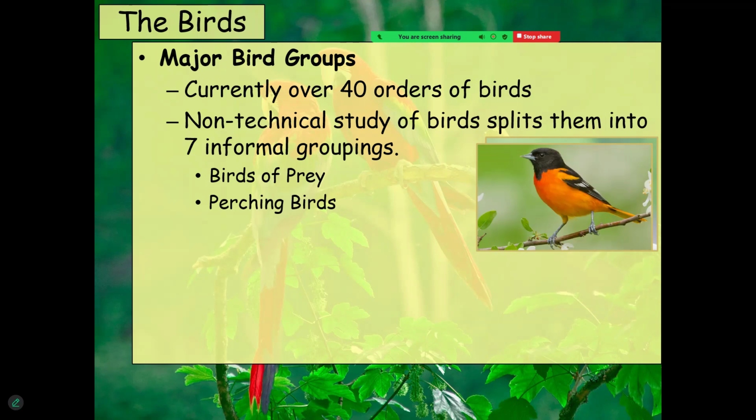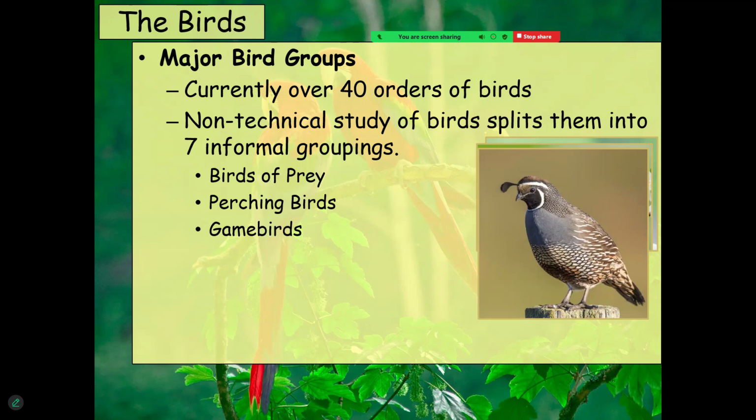The perching birds, also sometimes called the songbirds, are the birds that you probably think of when you hear the word bird. Your cardinals, your blue jays. This is a Northern Oriole. There are some specific characteristics, we'll talk about them tomorrow, that make them a perching bird, but the birds that you hear chirping and tweeting in the trees, those are perching birds.